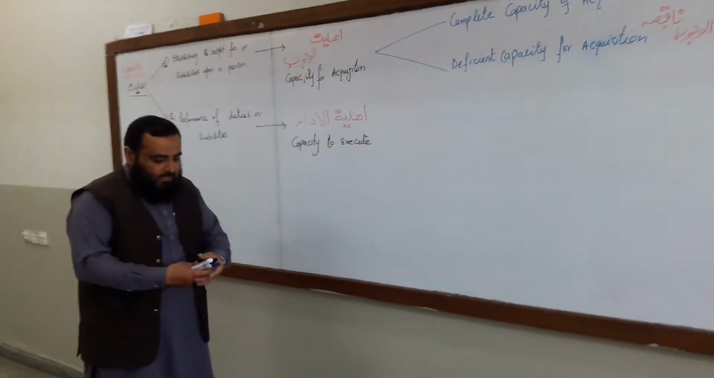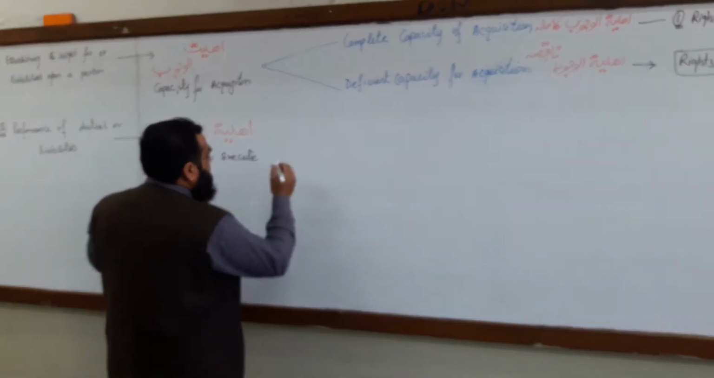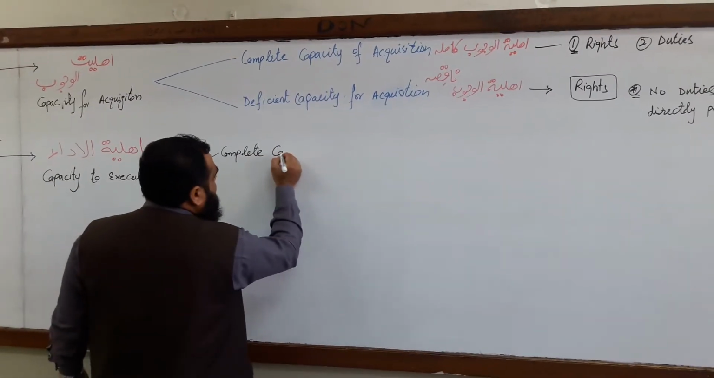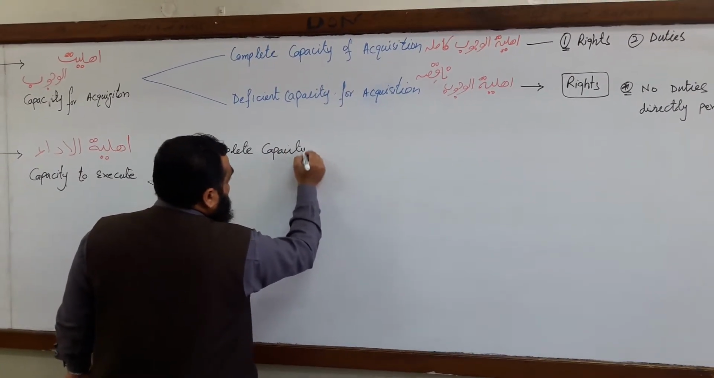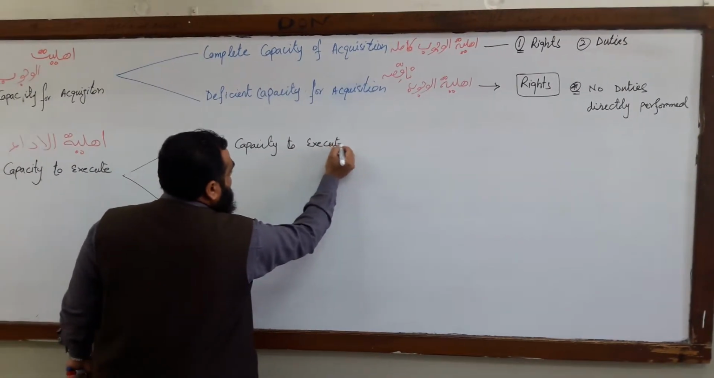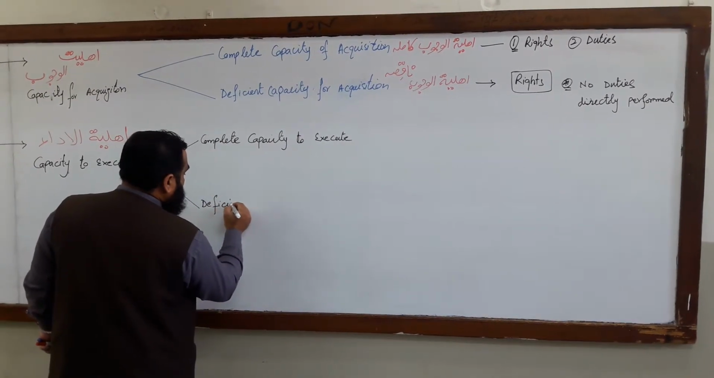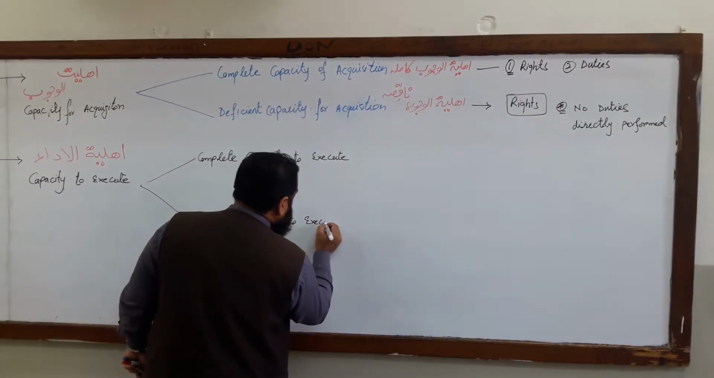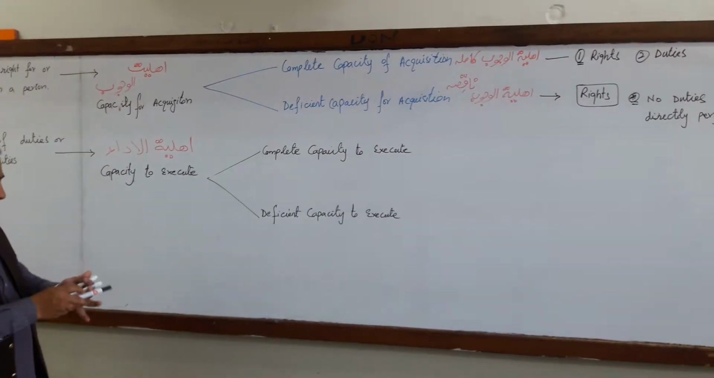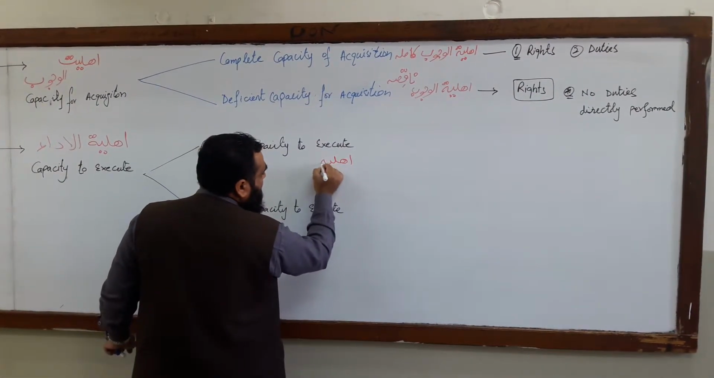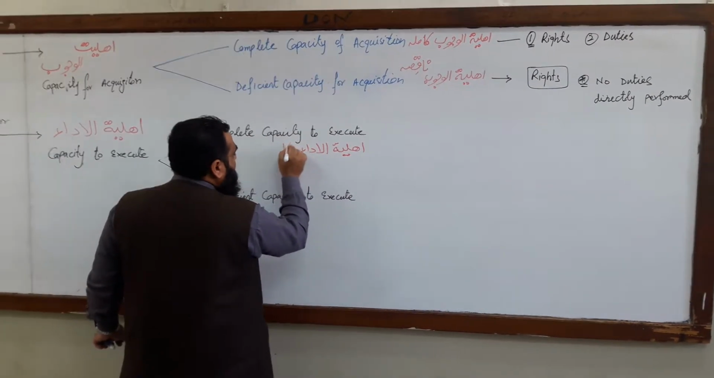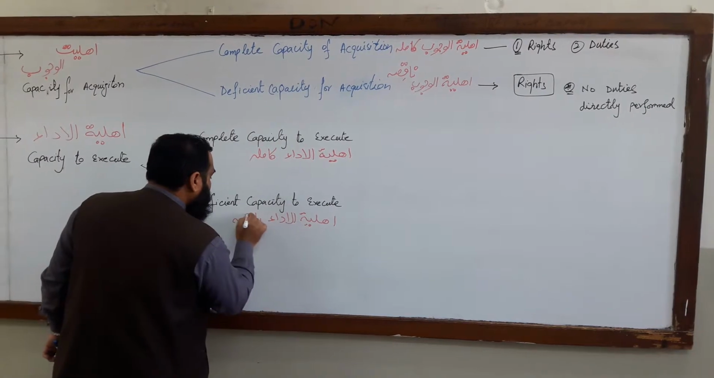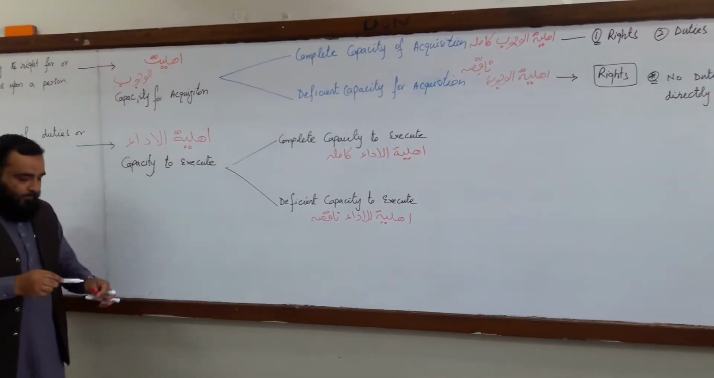The اهليت الاداء, same as اهليت الاداء, it is also divided into two. Complete capacity to execute and deficient capacity to execute. اهليت الاداء كاملة and اهليت الاداء ناقصة. So these are two types of this اهلية, complete and the deficient.